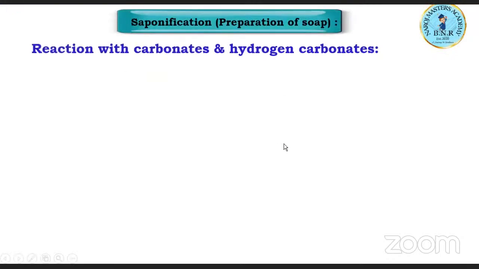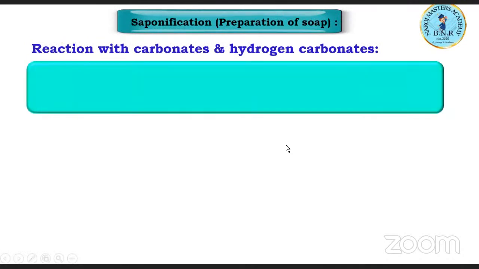Saponification. Do you know what saponification is? No, sir. A reaction with carbonate and hydrogen carbonate. Give an example of a carbonate. Calcium carbonate, CaCO3. Any other examples? Sodium carbonate is Na2CO3. Then hydrogen carbonate means sodium hydrogen carbonate, NaHCO3.